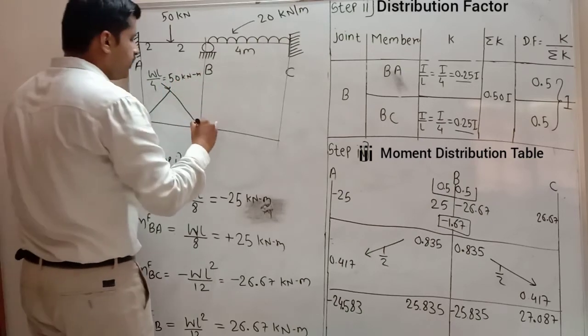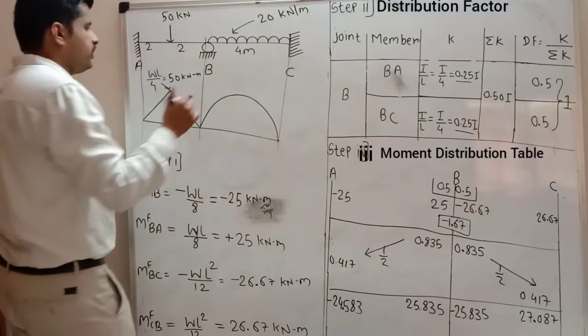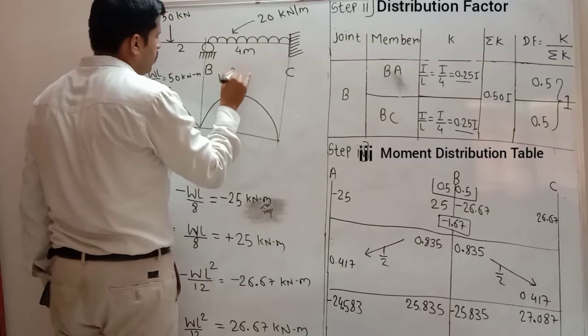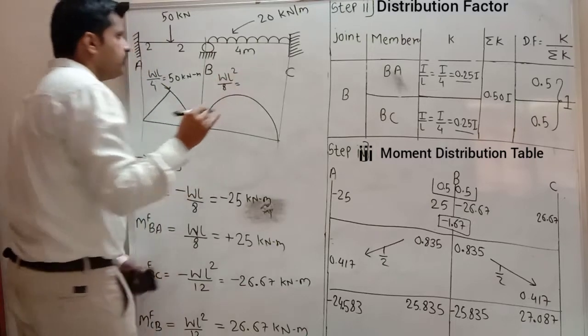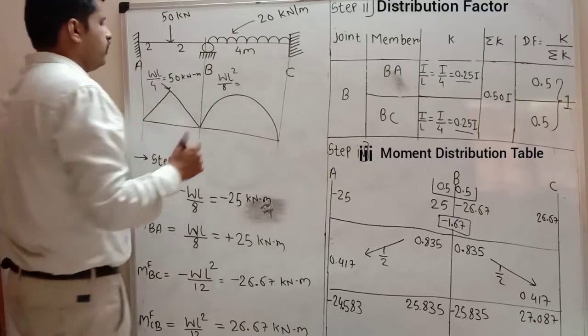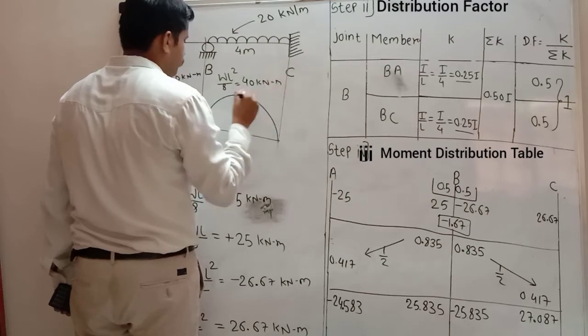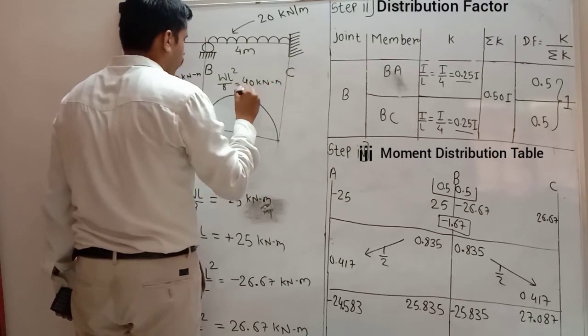And for UDL, there is a parabola with formula WL square upon 8. So it will be 20 into 16 divided by 8. It will be 40 kilonewton meter. So this is your 40.